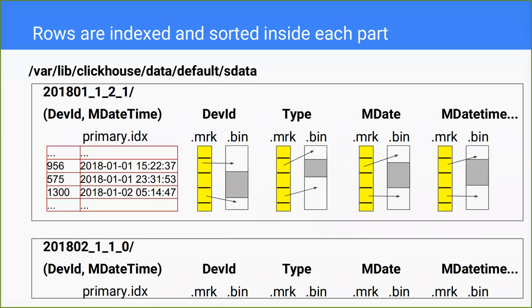One other thing we can do is just look at what's going on inside one of those parts. And this is also important to understanding how the data are actually organized. So what you'll see if you go and look inside one of these parts is a file called primary.idx, and then you'll see a bunch of .mrk and .bin files. And those second sets of files represent each of the columns. For each one of those, you'll see a .mrk file, which is index pointers into it, and then .bin, which is the actual data.